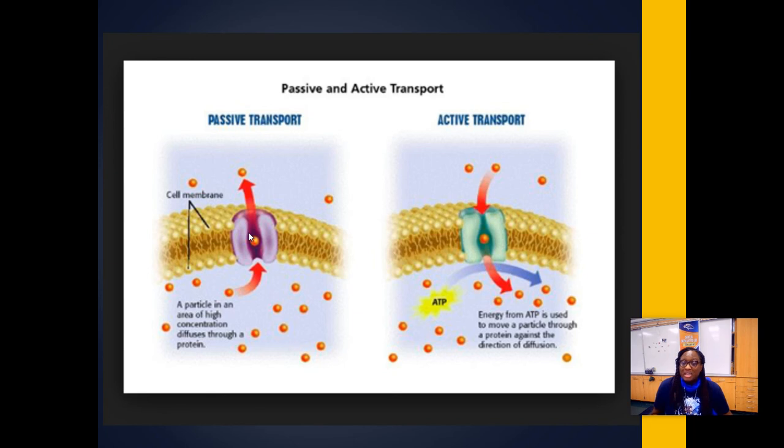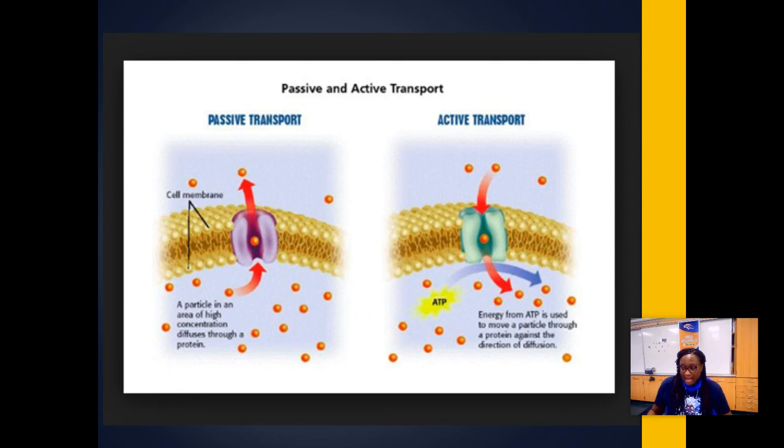And since it's going against what it does naturally, it does require energy. Main difference between the two, one does not require energy, active transport does. So if you guys need assistance, you can stay for the other half of the video.